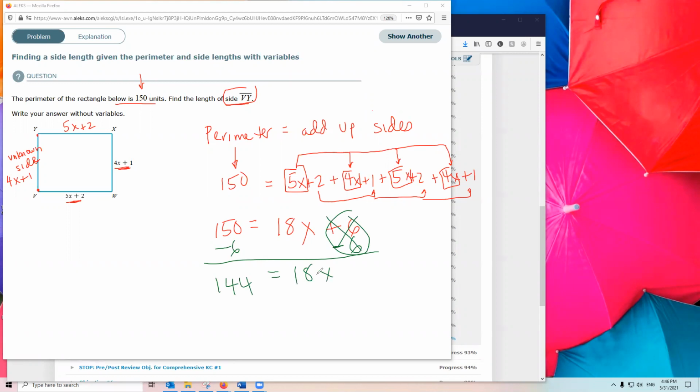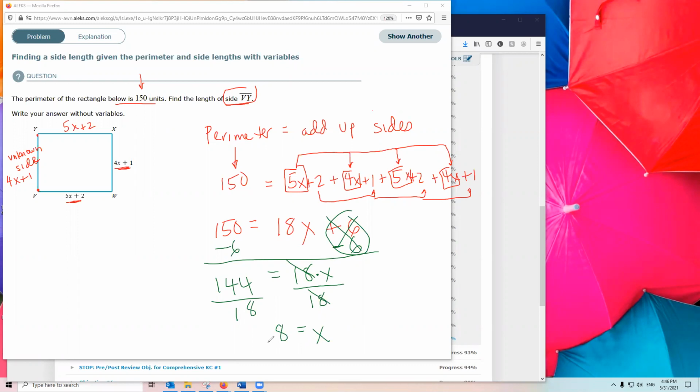I want to get x by itself. Right now, x is being multiplied by 18. So I'm going to divide by 18 because that'll cancel out the 18. Got to do that on both sides. I'm ending up that x equals 8.